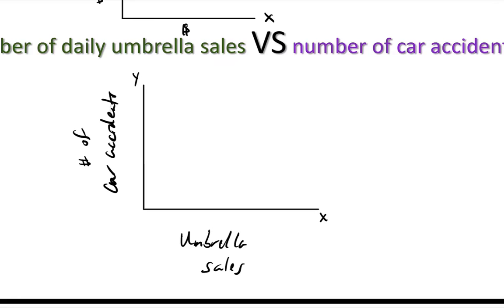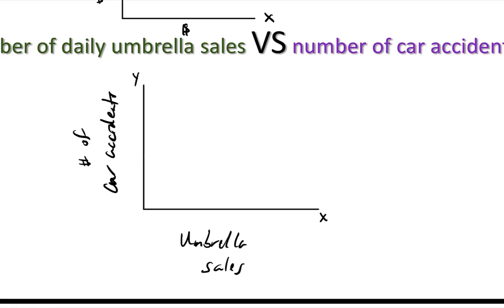We're just saying as umbrella sales go up, it could be that it's raining, right? People buy umbrellas when it's raining, and then car accidents go up. So it could be a weak relationship. I would say no correlation to a weak positive correlation, something like that. It could have something to do with it, or it could have nothing to do with it.